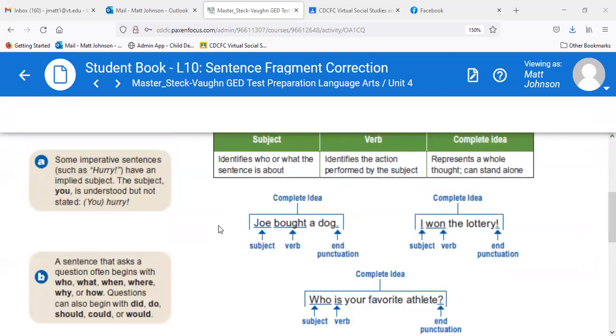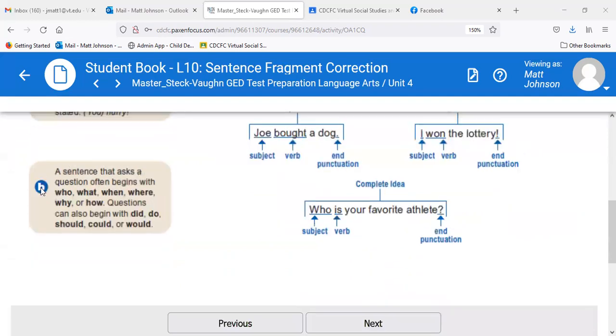So we have some sort of short little diagrams here, and it tells us exactly what we should be looking for. We have a subject, and our subject always identifies who or what the sentence is about. Our verb identifies the action performed by the subject. And a complete idea represents a whole thought. That's what finishes the sentence and makes it stand alone.